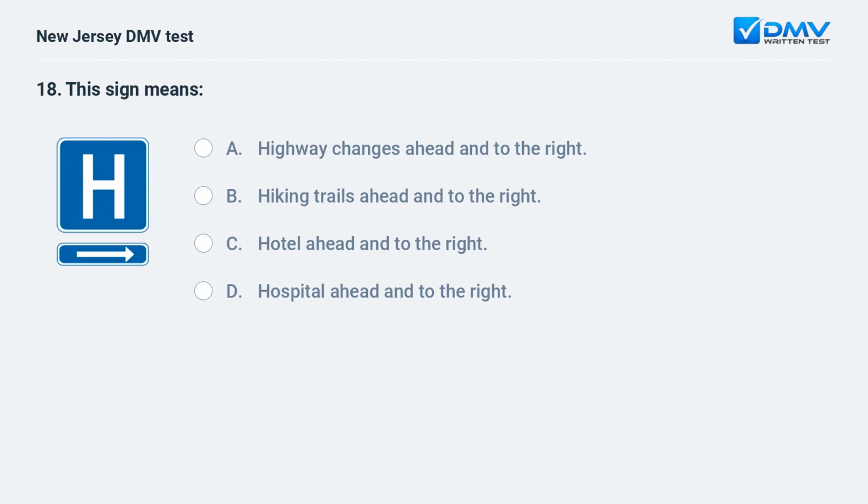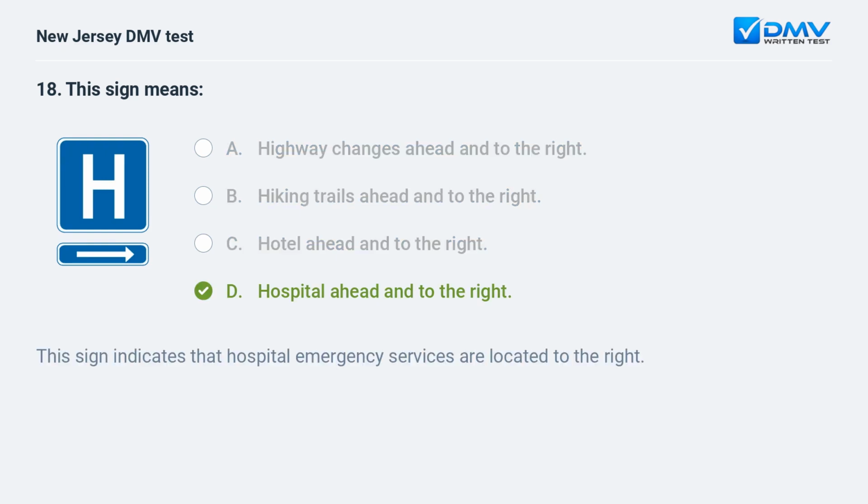This sign means A. Highway changes ahead and to the right. B. Hiking trails ahead and to the right. C. Hotel ahead and to the right. D. Hospital ahead and to the right. D. Hospital ahead and to the right. This sign indicates that hospital emergency services are located to the right.